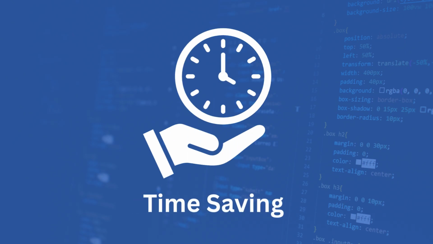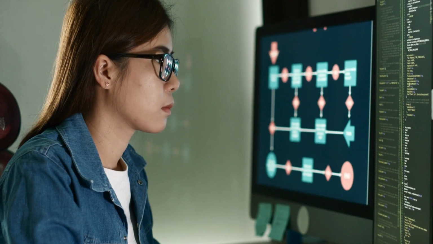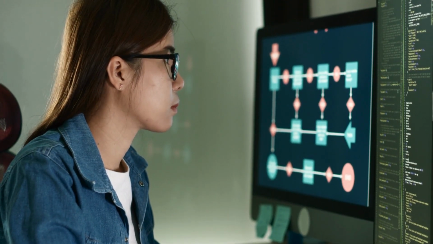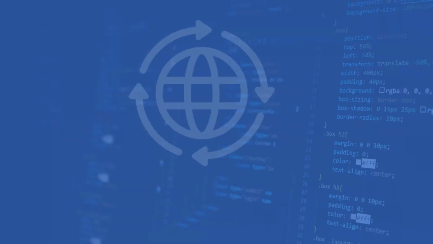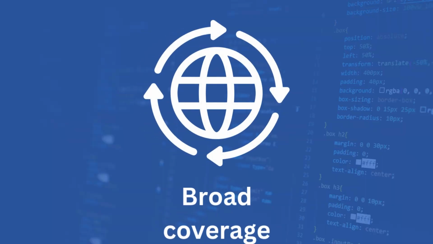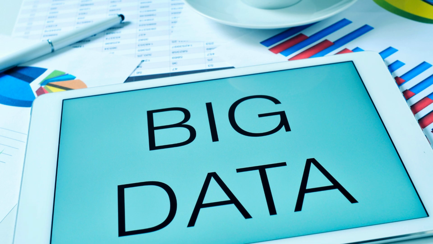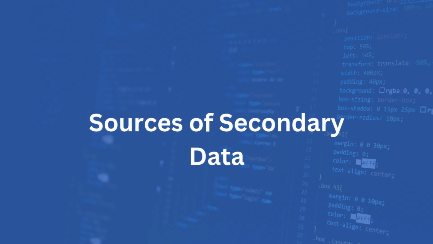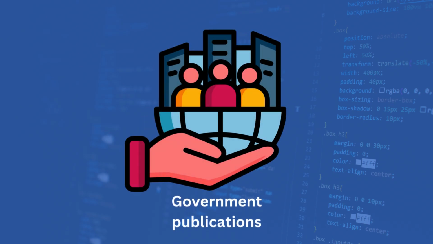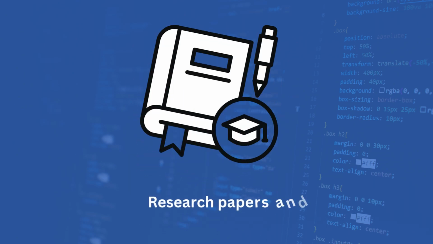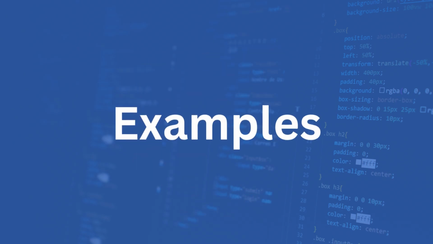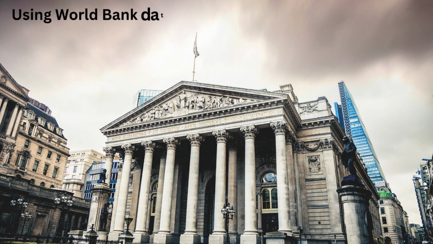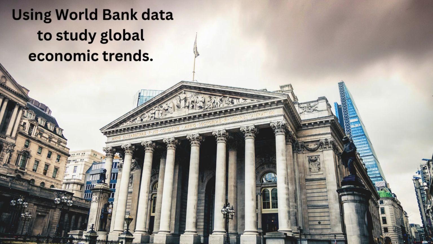Using secondary data instead of primary data is time-saving because it is available more quickly and is cheaper to obtain than primary data. And secondary data gives broad coverage. Secondary data often includes large-scale or historical data sets. These secondary data can be collected with the help of government publications, books or journals, research papers or dissertations, websites and databases. Some examples of secondary data are using World Bank data to study global economic trends.